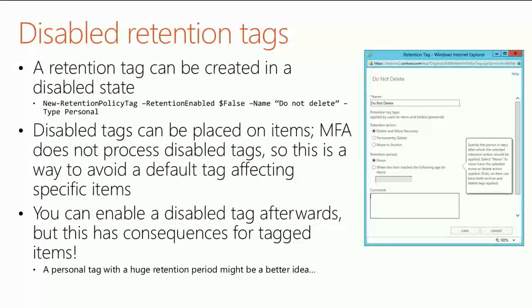And this is the way to do it, is to create a disabled tag which in fact has no retention period on it whatsoever. MFA will see this, and it will simply ignore it. Later on, you may want to come back and say, you know what? That tag that I gave to people, I actually need to put a retention period on it. And if you do that, MFA will then go back and reevaluate the items and start processing them. Okay? But that has consequences, of course, because things will start moving.